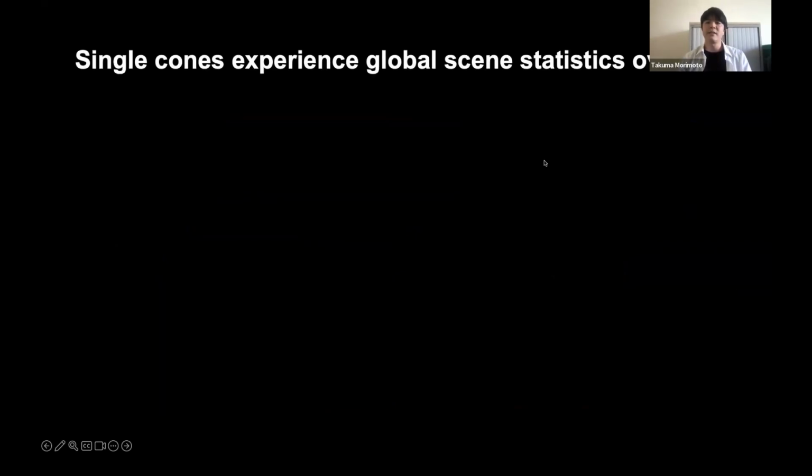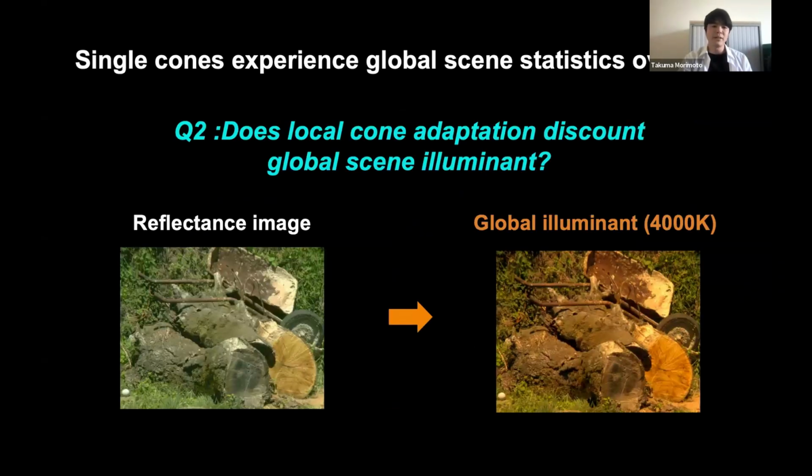So our results suggest single cones experience global scene statistics over time, which means our retinal adaptation state probably becomes homogeneous over time, in 10 seconds or so. And finally, I wanted to think about what this means for our color vision system. Specifically, using this knowledge, we evaluated the extent to which local cone adaptation can discount the influence of global scene illuminant. This is a big question in color vision study.